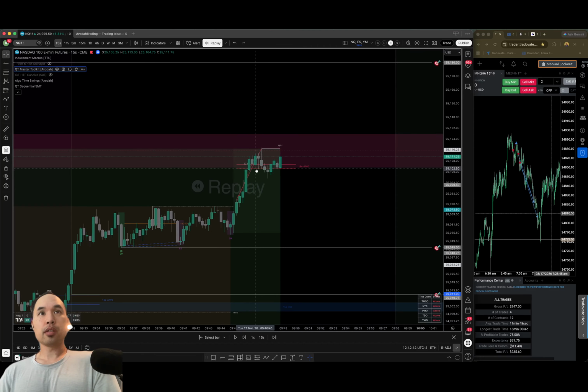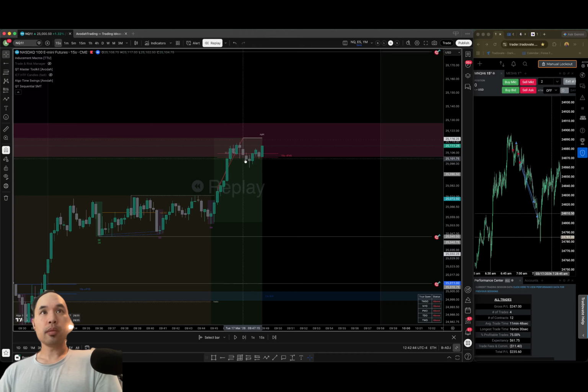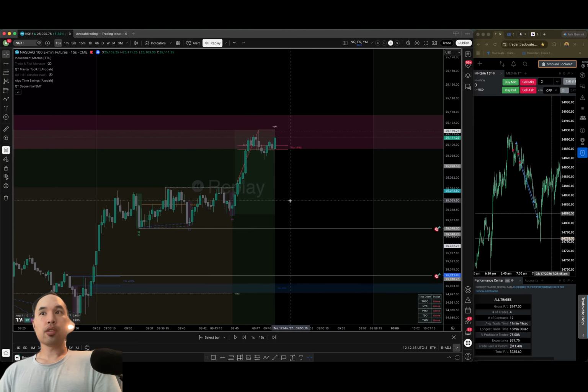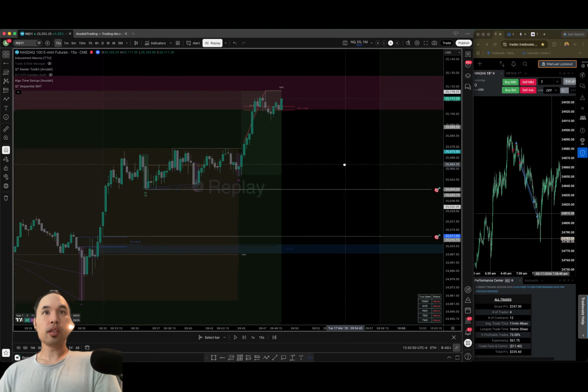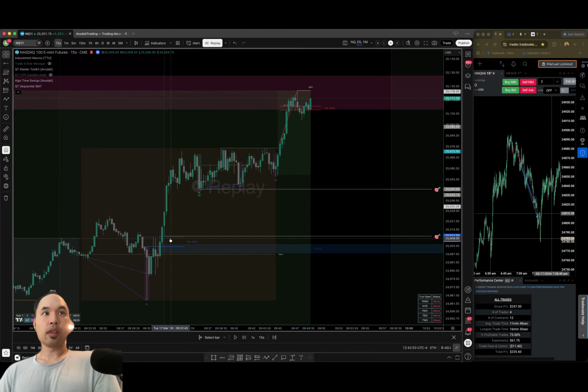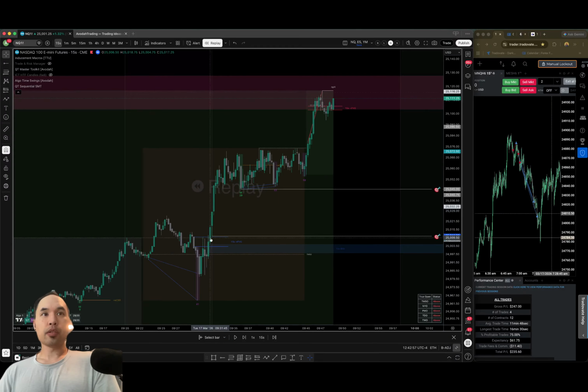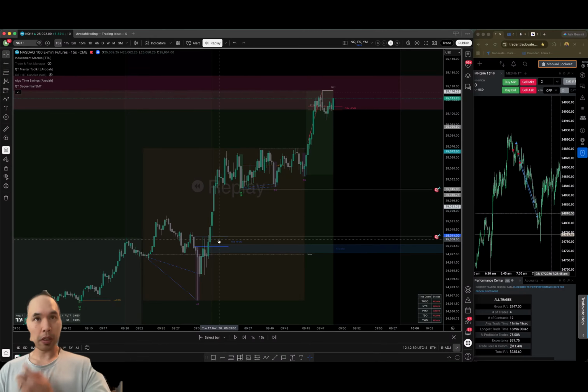there's the change in state of delivery of the CSD, bodies closing below, and then I was targeting this unfilled BISI on the 1 minute, and then this was another point of resistance or support here, and I was aiming for this low as well.